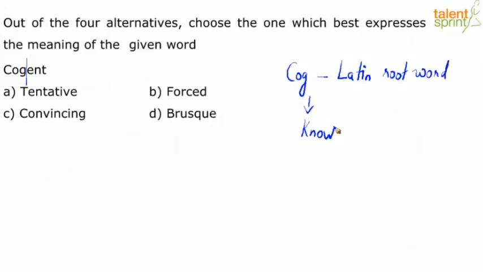So having said that, the closest one that is giving you the meaning just because of this root word and the meaning that you have, know, only when you know something and you're absolutely certain about something, you will sound convincing, you can persuade people, you're believable. So the answer is C.